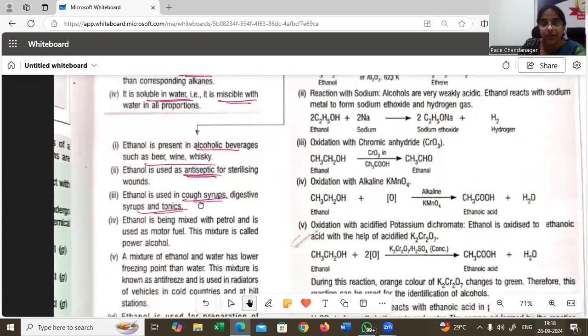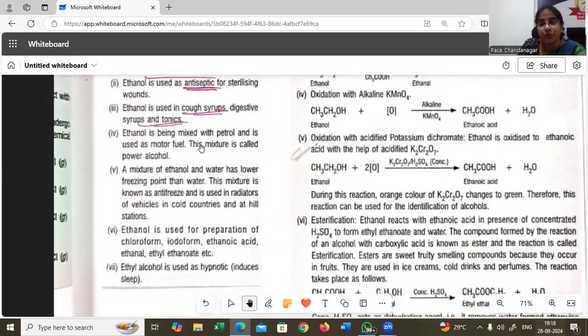Then ethanol is mixed with petrol and used as a motor fuel, as you can see here. The mixture is called power alcohol. You must have seen this in the petrol pumps, right? At gas stations, you have petrol and power petrol. Power petrol is a little costlier, but I don't find so much usage for that right now on these roads for us. So yeah, it is fine. So ethanol is mixed with petrol and used as a motor fuel, which is power alcohol or power petrol.